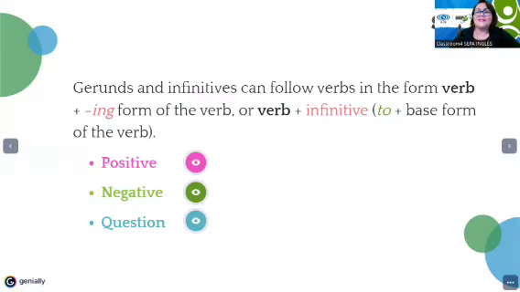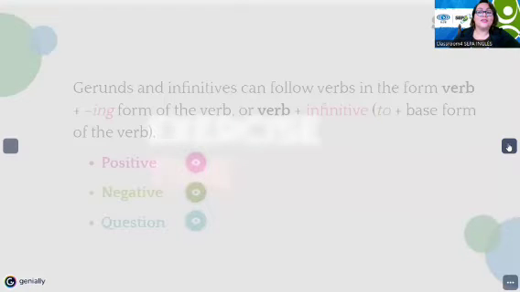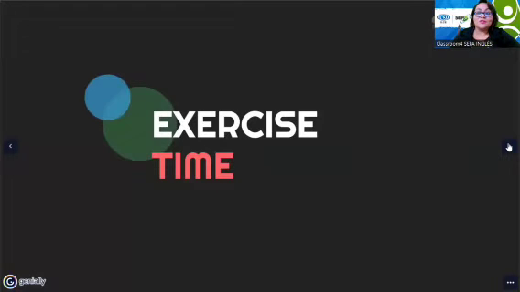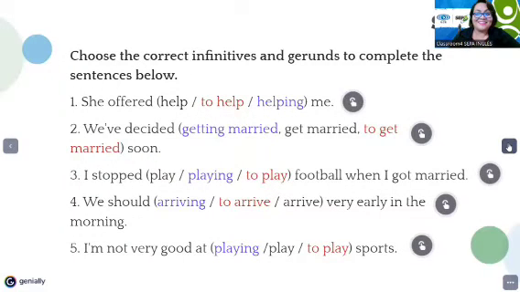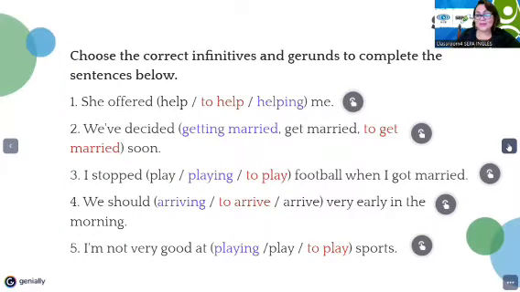So let's check how much you have learned today. We are going to have an exercise time. Please, if you were taking notes, check them, because you are going to need clarification of some of them. Okay, people, let's go with the first one. Choose the correct infinitives and gerunds to complete the sentences below.